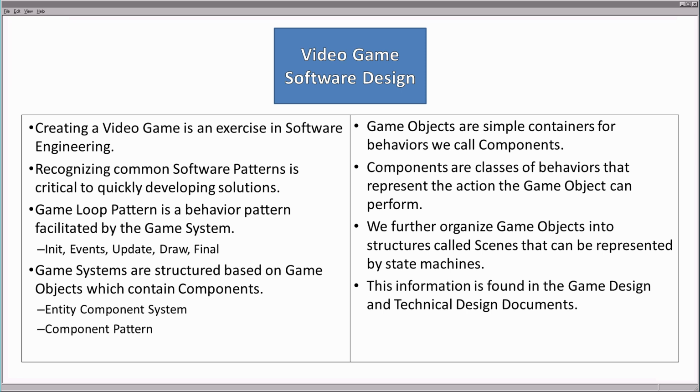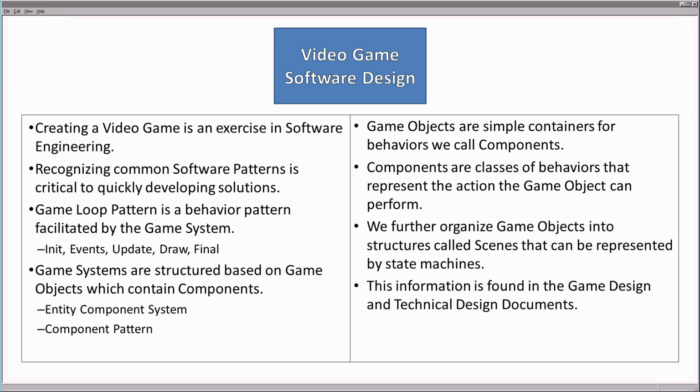To finally sum everything up, creating a video game is an exercise in software engineering. Recognizing common software patterns is critical to quickly developing solutions. The game loop pattern is a behavior pattern facilitated by the game system. Thus it calls initialization, events, update, draw, finalization. Game systems are structured based on the game object which contains components. This is based on the entity component system and the component-based pattern for games.